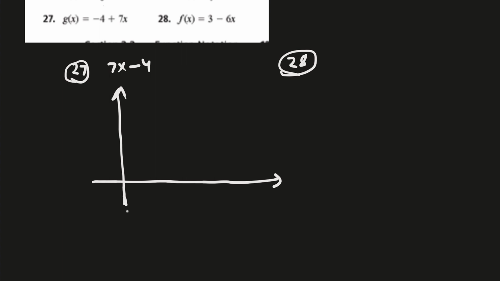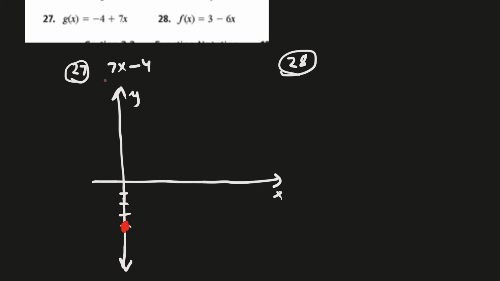So let me try to extend this a little bit in both directions. Actually, we don't need this direction. This is the y-axis, this is the x-axis. So negative 4 is going to go here. And let me do this in red.